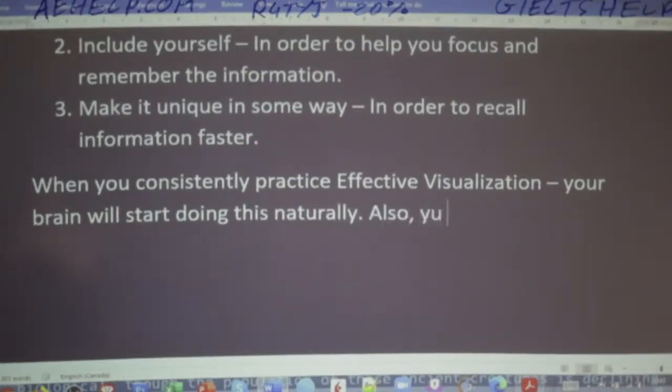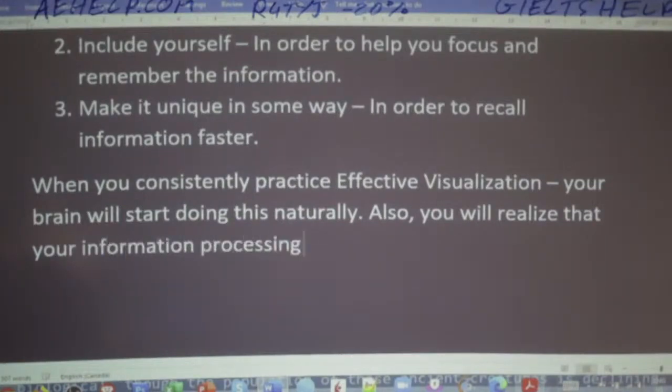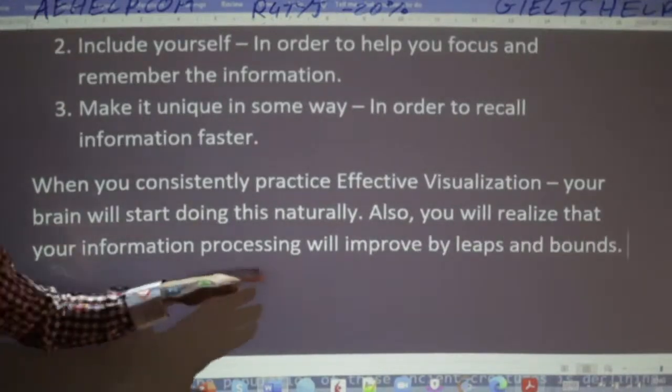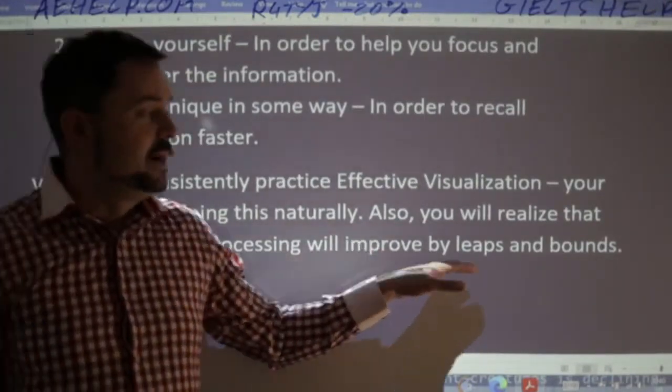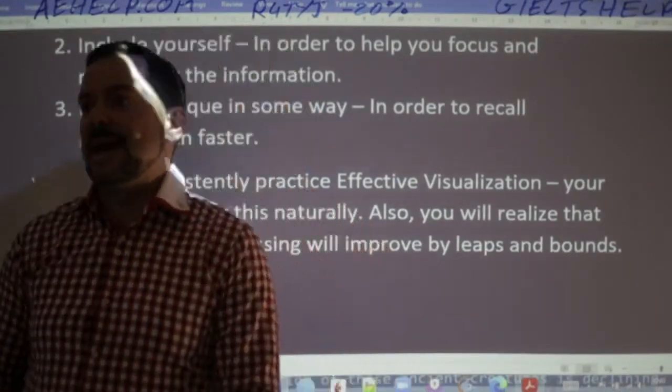Also, you will realize that your information processing will improve by leaps and bounds. Okay, that means greatly. It's an expression. So your information processing will improve by leaps and bounds.